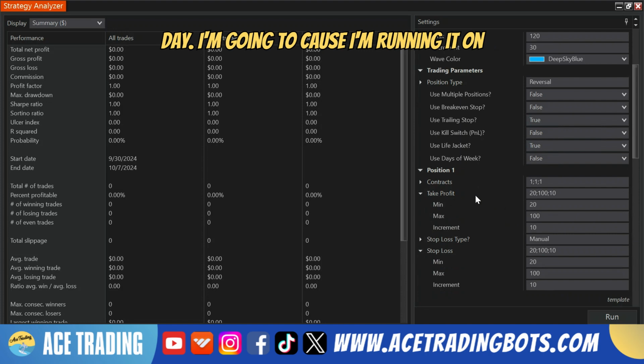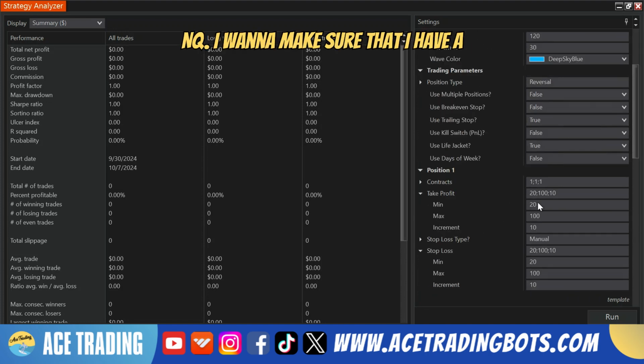I'm going to, because I'm running it on NQ, okay, this is going to be an example on NQ, I want to make sure that I have a minimum of 20 ticks. 20 ticks is still quite big. It's 5 points on the NQ, but 5 points can happen super quick. Price can move super quick around that kind of morning session. So if I do anything smaller, it's probably going to get whipped out. So I want to make sure that I have a room to breathe.